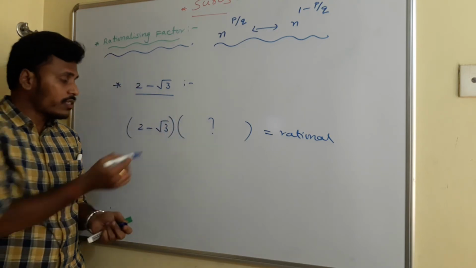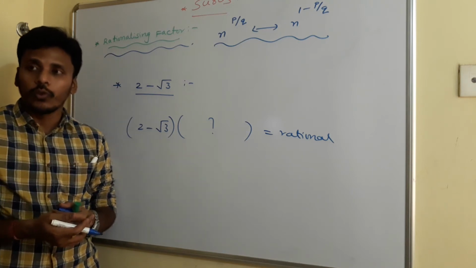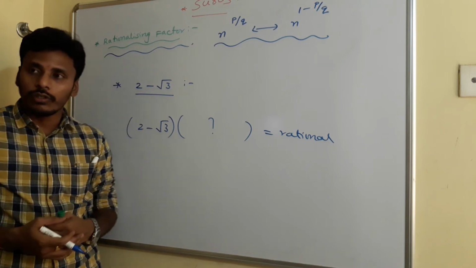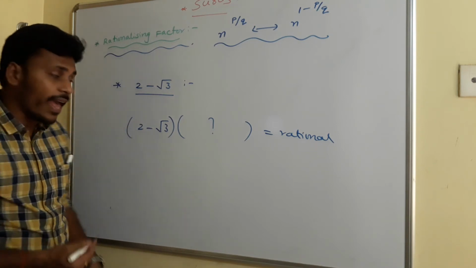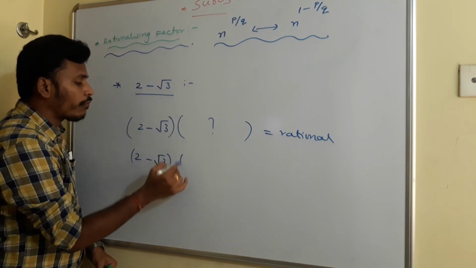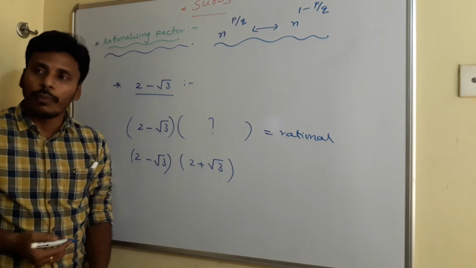So our task is, since root 3 is involved here, to eliminate this root 3, I need to square this root 3. Since this is 2 minus root 3, my expectation is, if this question mark is 2 plus root 3, what will happen? Since 2 minus root 3 is given, the unknown value may be 2 plus root 3.